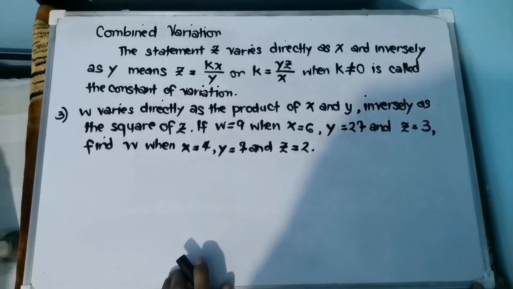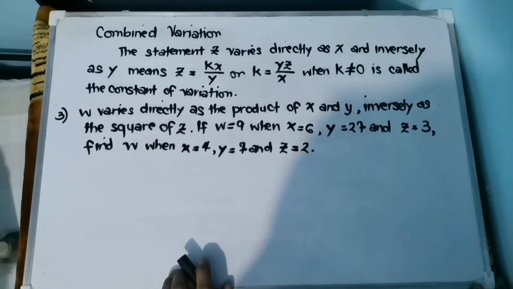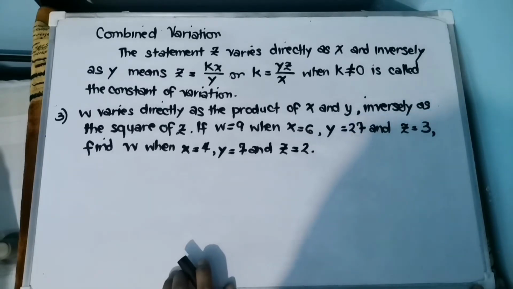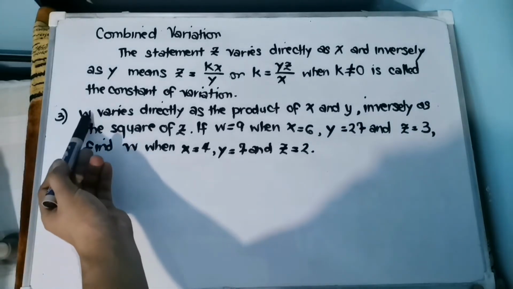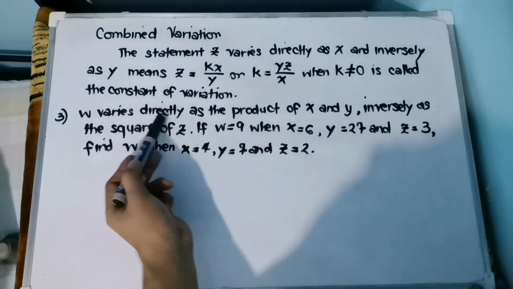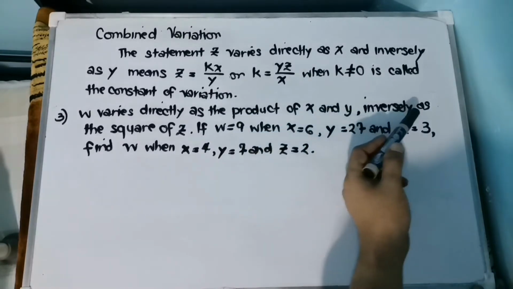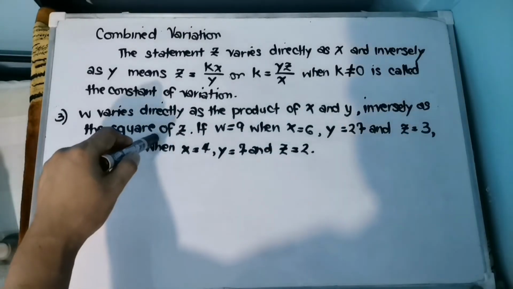Okay, for our last example, so let's have the solving part. So again, please expect the combinations of direct and inverse variations. So we are going to answer this problem one at a time. So let us understand well the problem. So W varies directly as the product of X and Y, inversely as the square of Z.